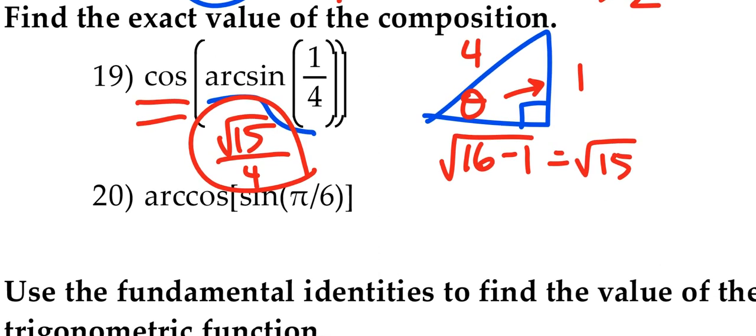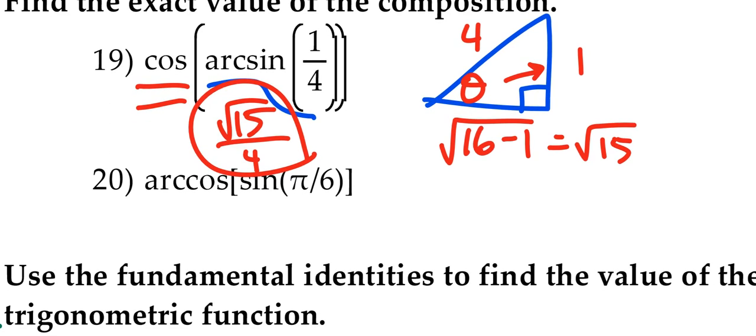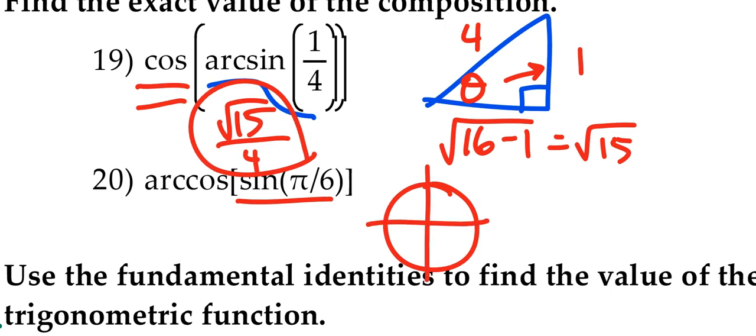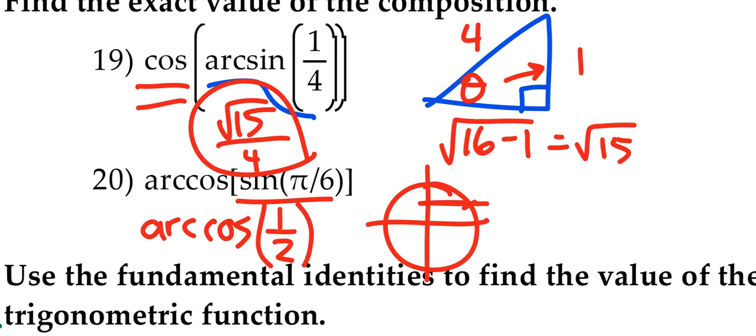Okay, now question 20 requires you to think about the unit circle. So, what is the sine of pi over 6? It is 1/2, that's true. So this question is really the same thing as arc cosine of 1/2.